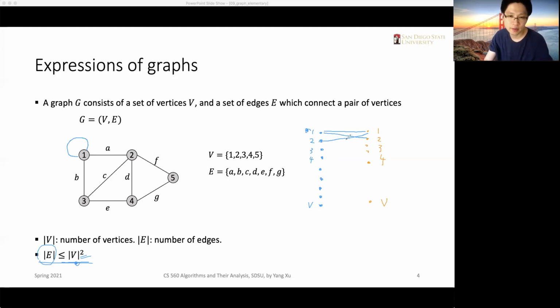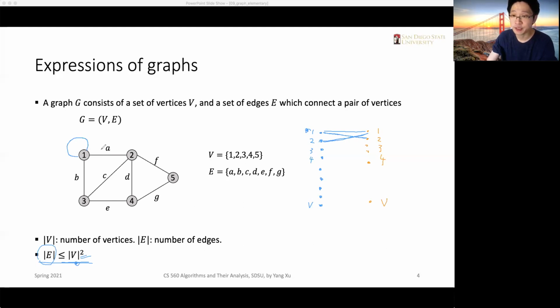So I just mentioned that we have one edge from 1 to 2, and we can also have another edge from 2 to 1. So it looks like a duplicate, but that may not be two identical edges if we care about the direction of the edge.